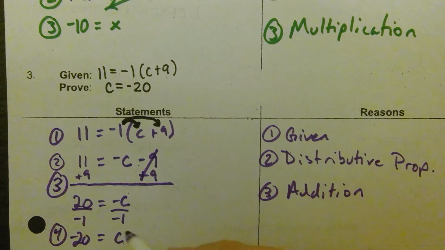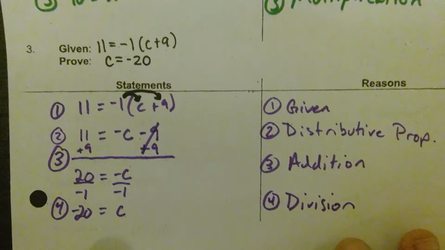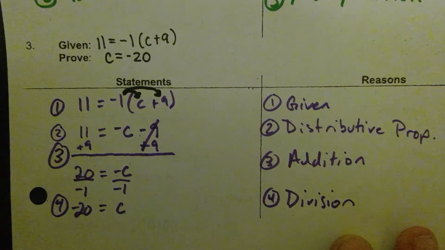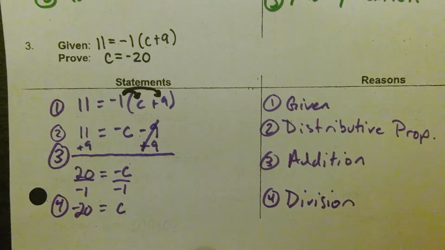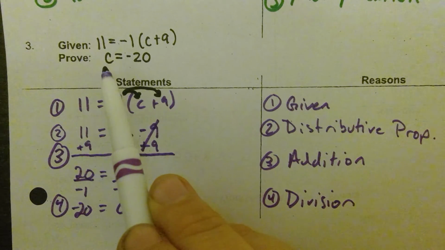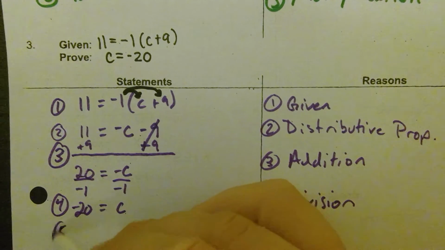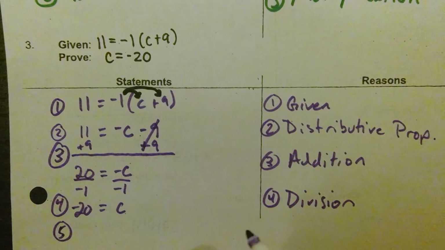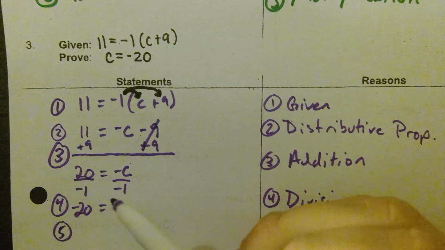Okay, and we see we did some division here, so let's go ahead and make sure we get that down. All right, and then we also need to make sure that our c is on the left side. Because we're asked to prove that c equals negative 20, not that negative 20 equals c. And while you might be saying, Mr. Herman, that's ridiculous, it's the same thing, I don't disagree with you, but we're being asked to prove that c equals negative 20, not negative 20 equals c.